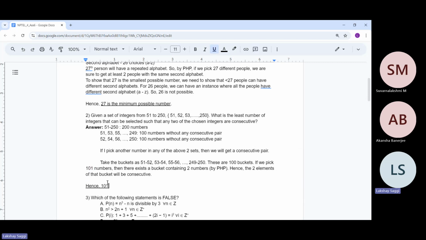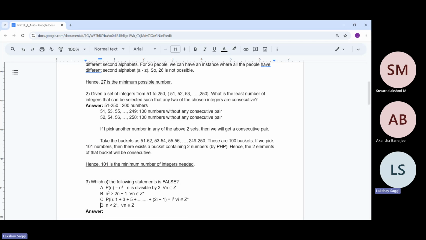So 101 is actually the minimum possible. Hence, 101 is the minimum possible number of integers. Right. I hope everyone is able to understand this idea. If so, then maybe we can move on to the next question.